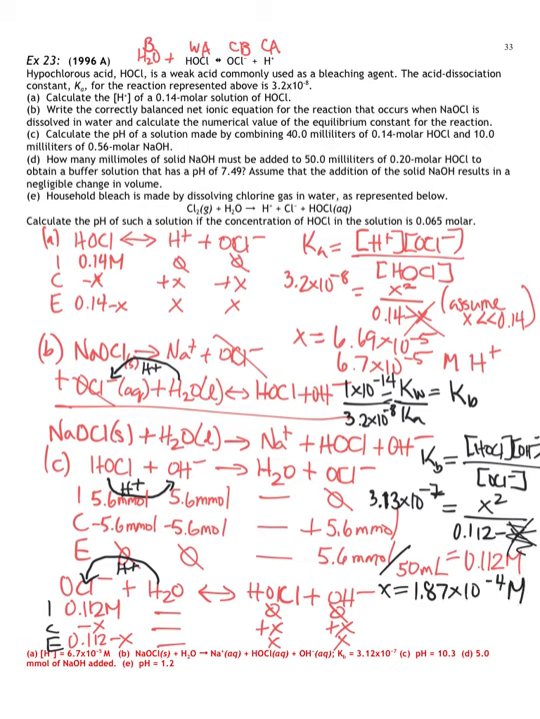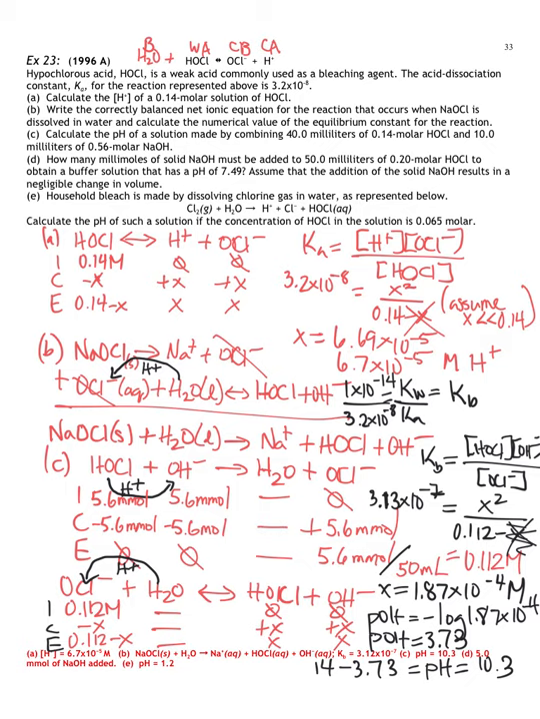And I know what my X represents. My X actually represents the hydroxide ion concentration. And this is what's going to allow me to find the pH. So I'm going to find what is called pOH. So pOH equals negative log of this 1.87 times 10 to the negative 4th. And when I get my pOH, I get 3.73. Take 14 minus that. That will give me my pH, which is 10.3.